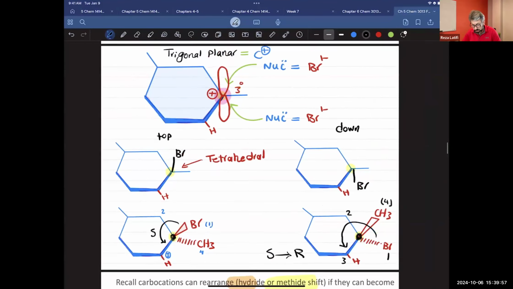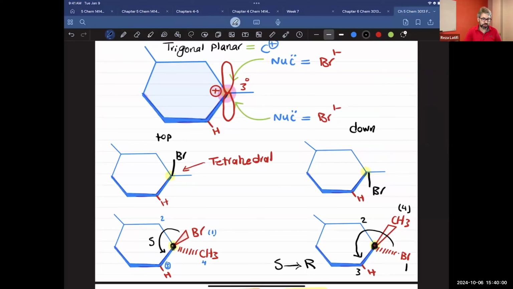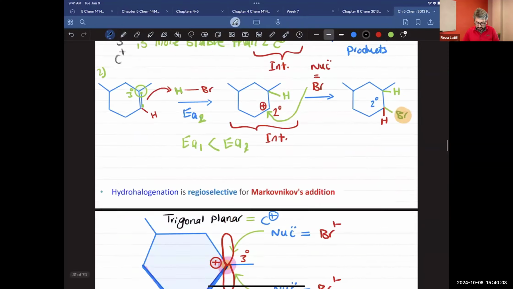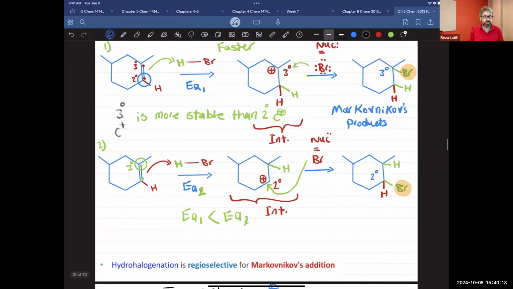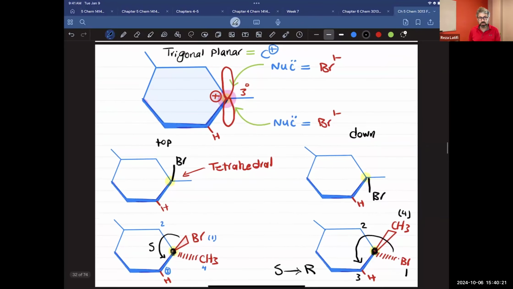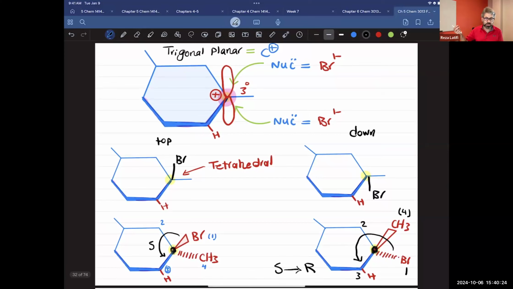The bottom line is that whenever you're adding HBr to an alkene that has different groups, there is a chance that you might get a stereocenter. And if you get a stereocenter, you have two possibilities. You might add the nucleophile from the top or from the bottom, and that's going to give you S or R.